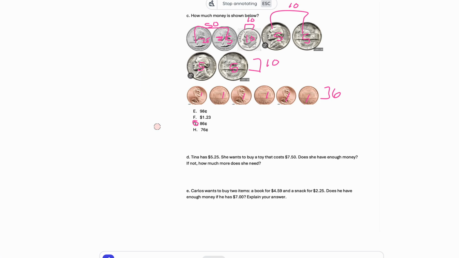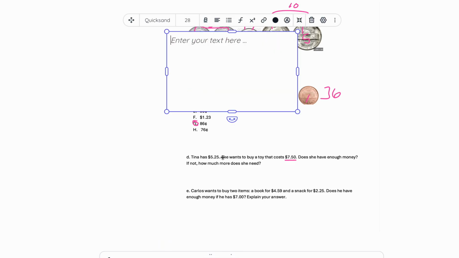Okay, now let's take a look at our next one. If Tina has $5.25 and she wants to buy a toy that costs $7.50, does she have enough money? If not, how much more does she need? I really, really hope all of you got this one correct, because it says, is $7.50 more than $5.25? Yes. Does she have enough? No, Tina. You're broke. Just kidding. Haha. No, Tina, you do not have enough.